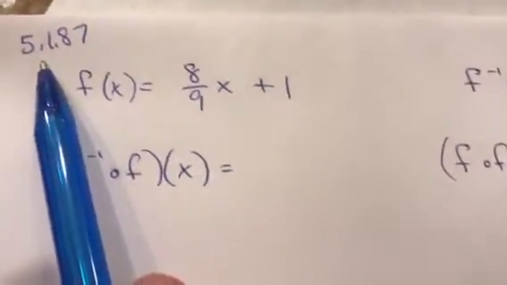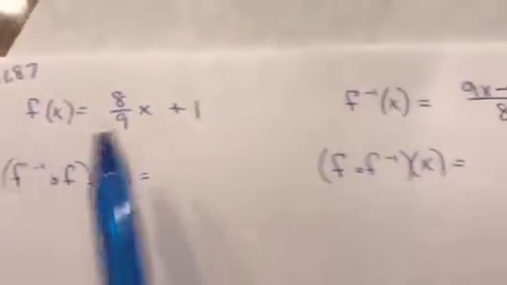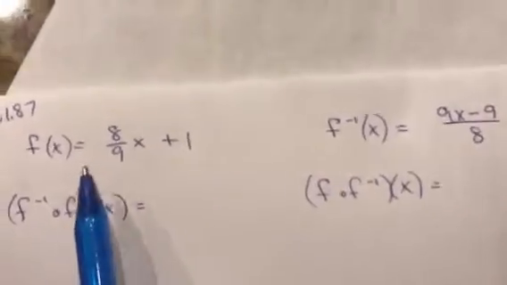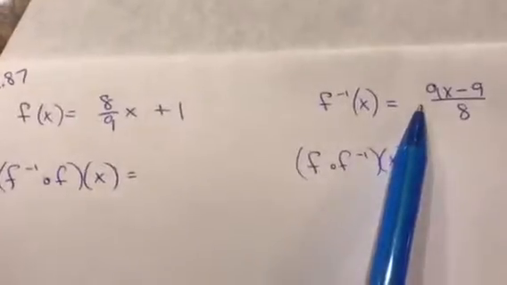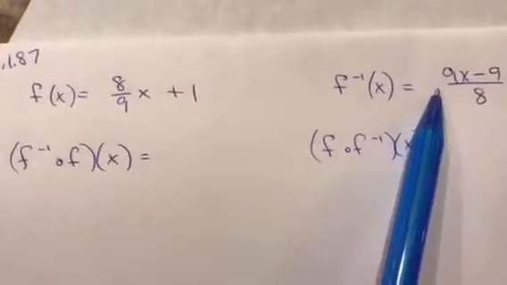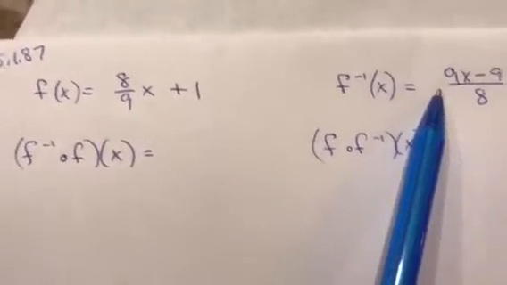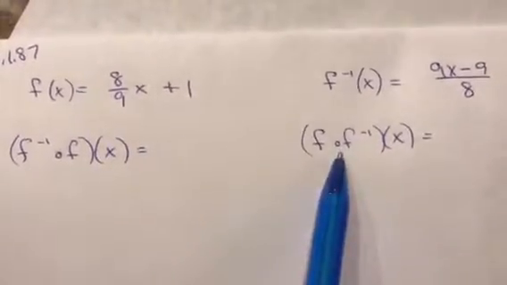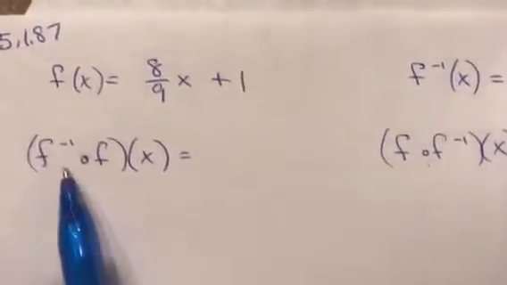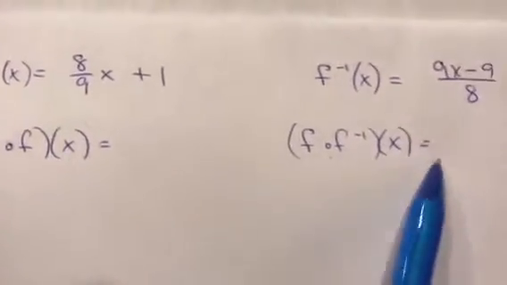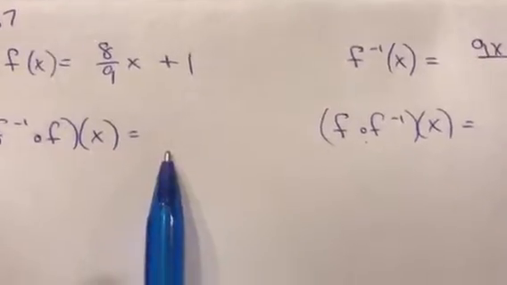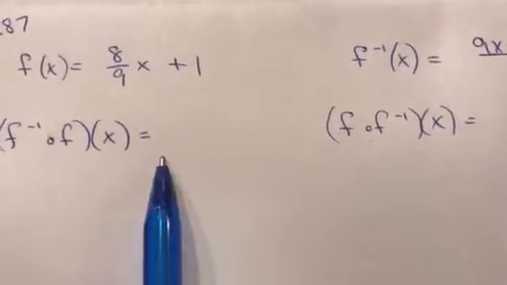This is problem 5.1.87 from My Math Lab. Notice they gave us f of x and f inverse of x. They want us to show that they are indeed inverses of one another by using the composition of functions. In order to do this, you have to go both directions, and they both have to equal x. And I'm not talking negative x, but just boring x.